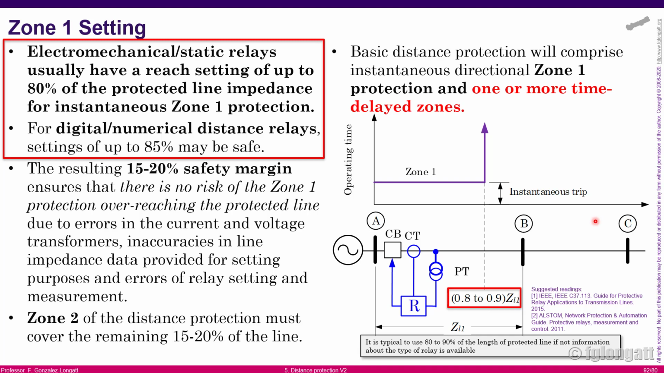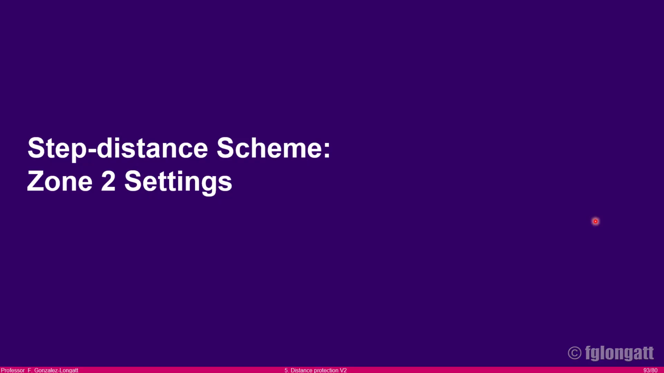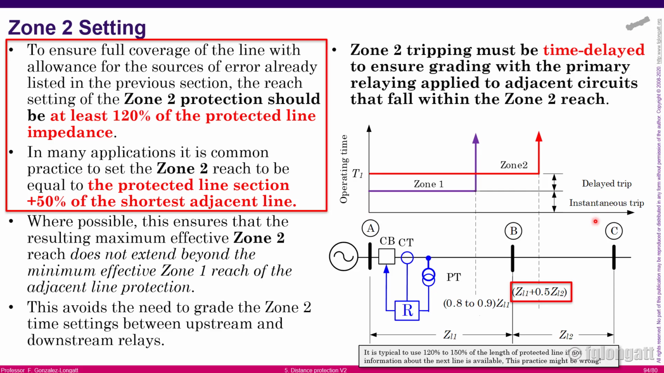Okay. Zone one is an instantaneous one. I mean, if the fault is inside 80 to 90% of the total impedance, blam, it will send a signal and open the circuit breaker. Okay. Then we have zone number two.